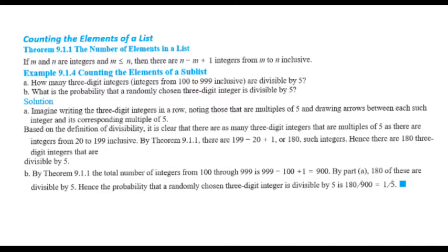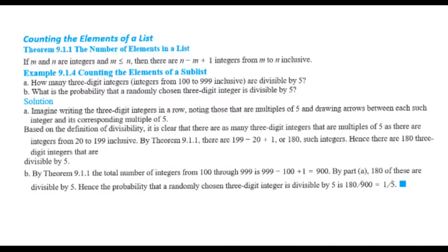And then in part B of this example, we are asked to find the probability that a randomly chosen three-digit integer is divisible by 5. In order to find that, we just need to use the definition of probability. So in the definition of probability, we need to find the number of elements in the event, the event of interest, divided by the total number of possible outcomes, which is the cardinality of the sample space.